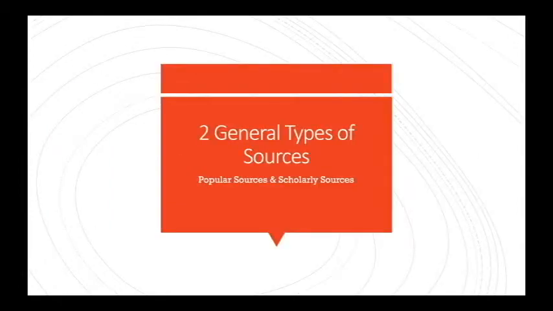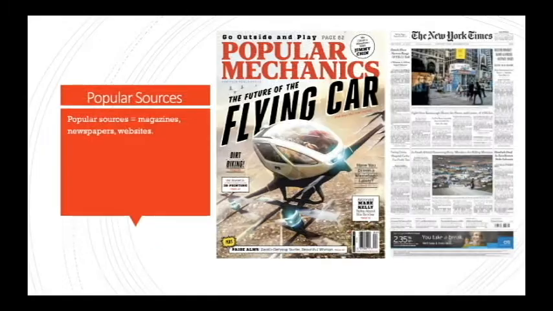All right, so let's get started. In the large field of literature and in publishing, there's kind of two different general types of sources. There's popular sources and scholarly sources. Popular sources are things like magazines, newspapers, websites. For example, here I have Popular Mechanics and the New York Times, which is a newspaper.